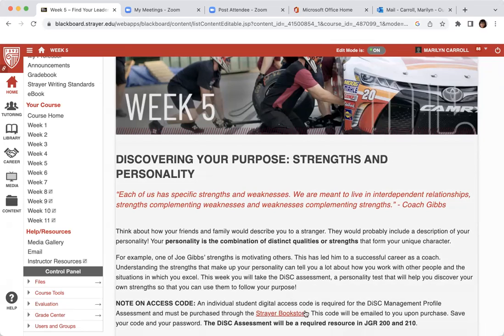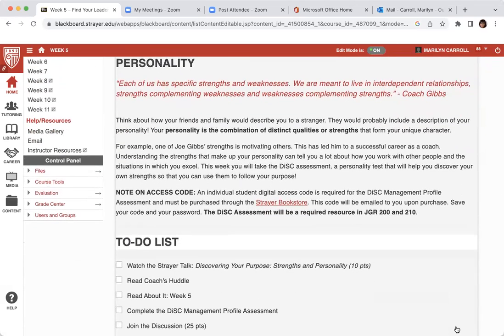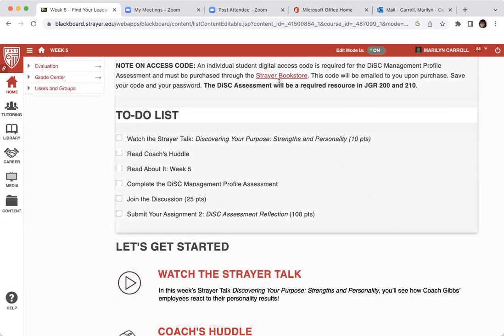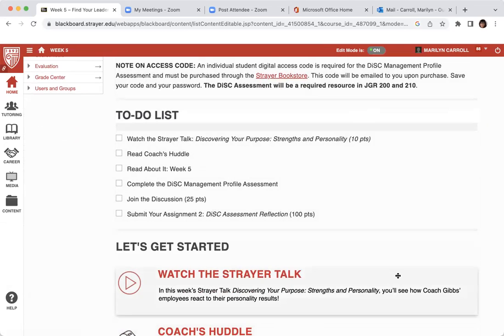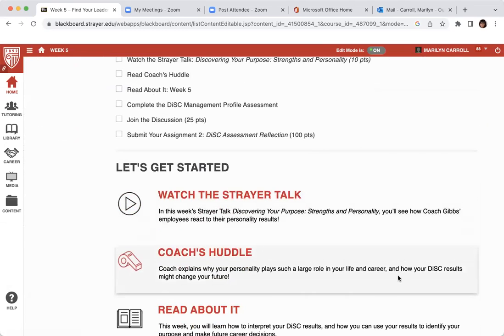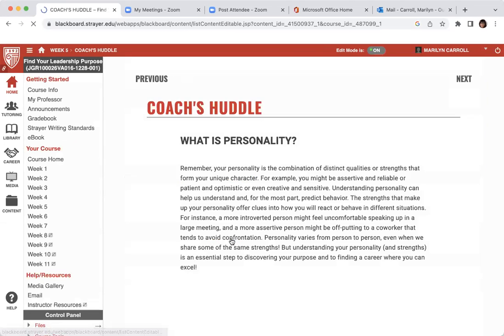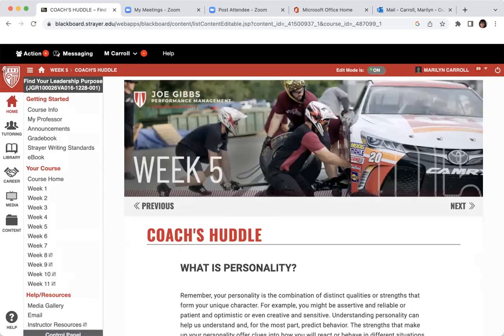The DISC assessment will be a required source for JGR100 and JGR210. So if you all are enrolled in those, you need to go ahead and make sure you get that DISC assessment, all right? Because you're going to need that. So there it is right there, and you can click on the Strayer bookstore and it'll take you out to buy that assessment. So Coaches Huddle, let's go down here to the Coaches Huddle. I'm going to stop sharing and then share again, because sometimes it goes back and forth when you start and stop sharing.